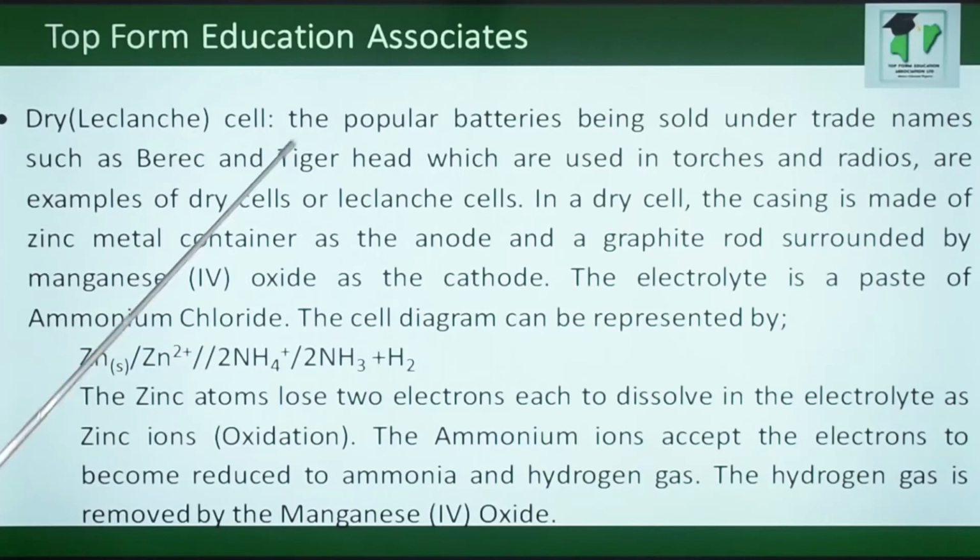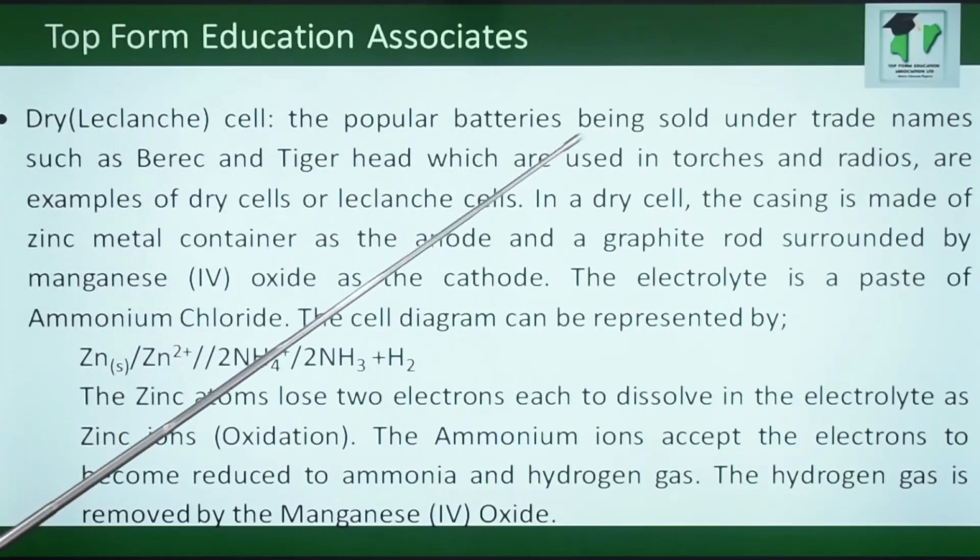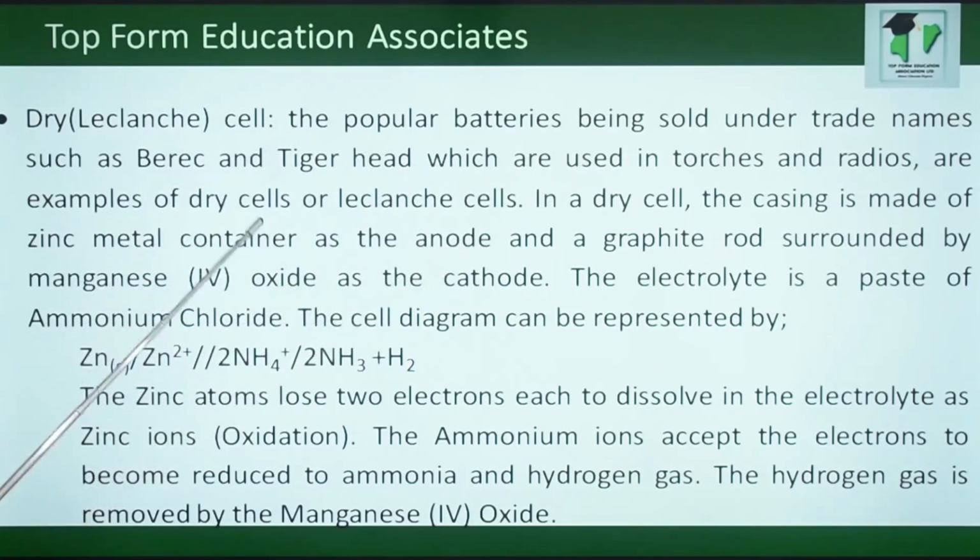The dry cell, or dry Leclanche cell. The popular battery being sold under trade names such as Berec and Tigerhead, which are used in torches and radios, are examples of dry cells or Leclanche cells. In a dry cell, the casing is made of a zinc metal container as the anode and a graphite rod surrounded by manganese(IV) oxide as the cathode.